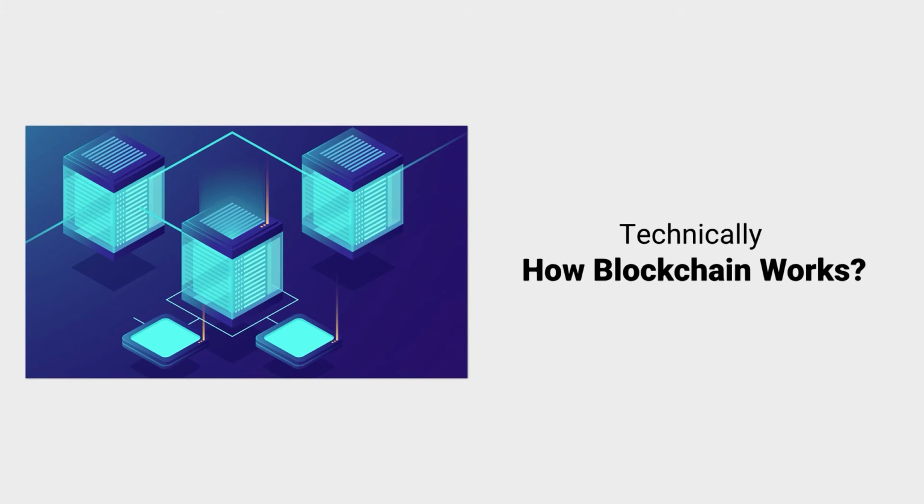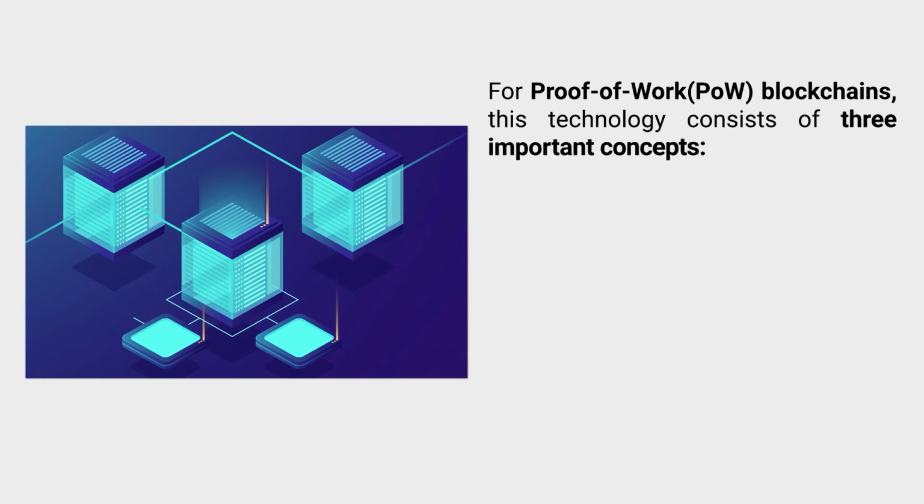So technically, how does this blockchain work? For proof of work, normally called POW blockchains, this technology consists of three major components. One is the blocks, second is the nodes, and third is the miners. So these are the three important attributes which constitute a blockchain to work.